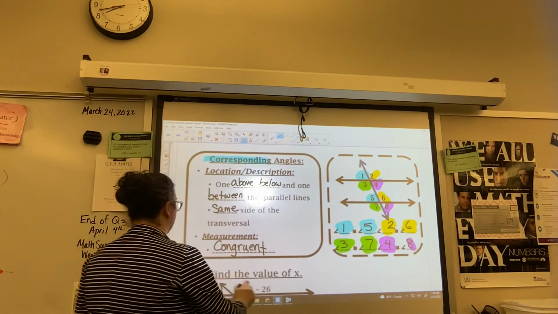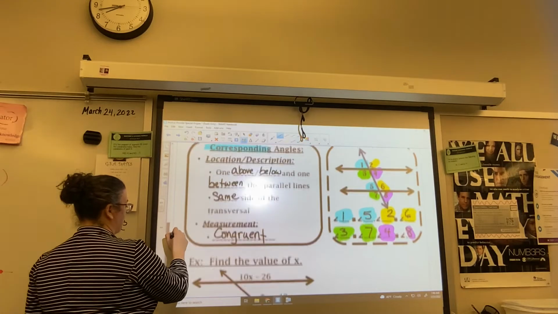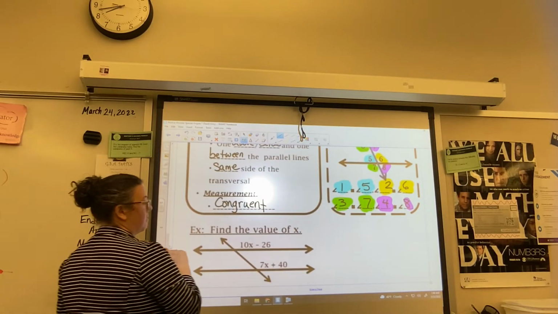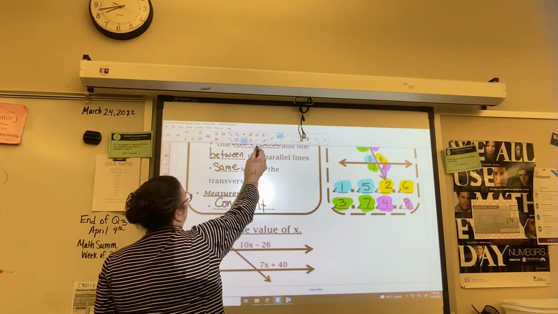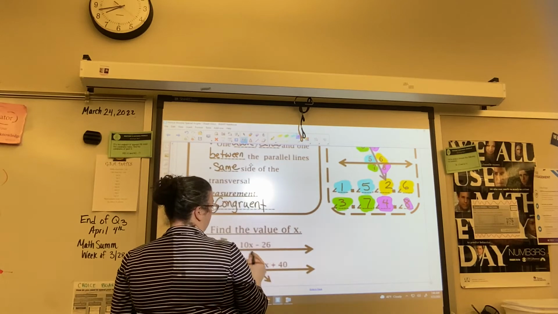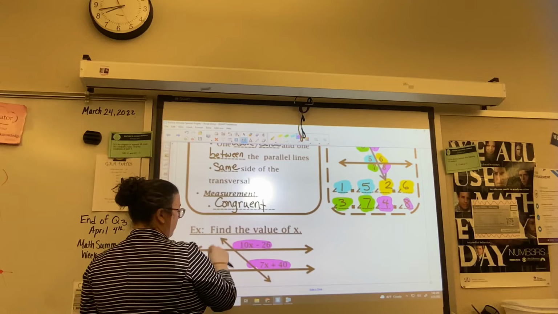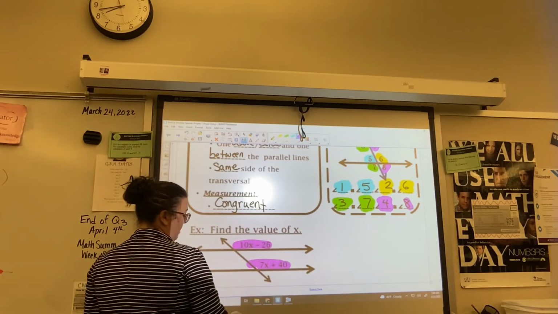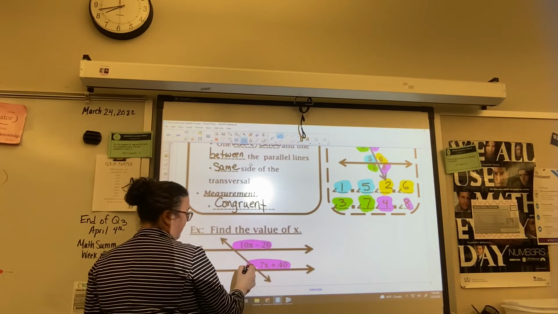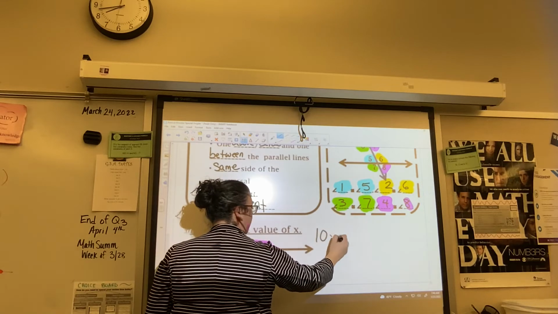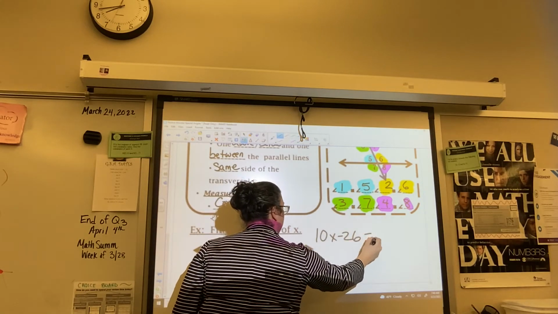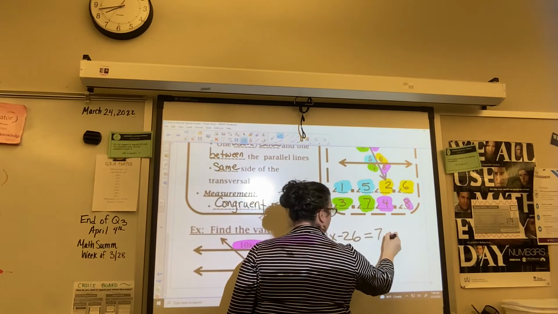So if I look at the example down below, this pair here and here are both on the top right of those 4 angles. So if I slide them down, they'll land on top of each other. So they are in fact equal to each other. So 10x minus 26 would equal 7x plus 40.